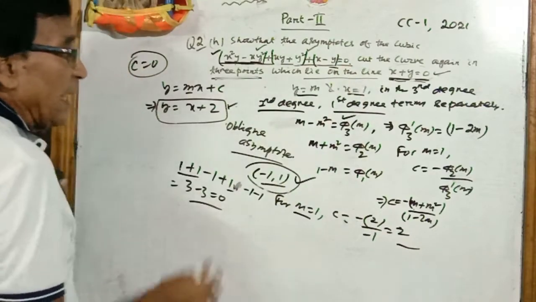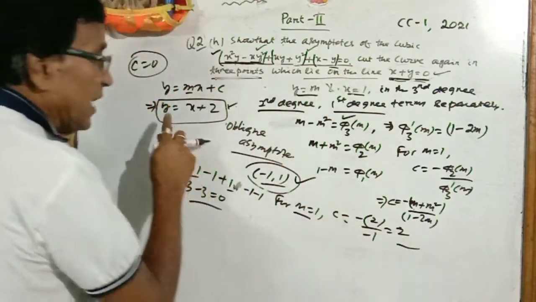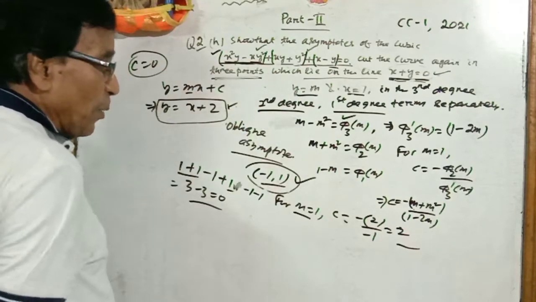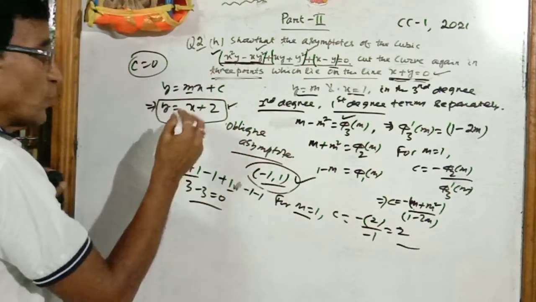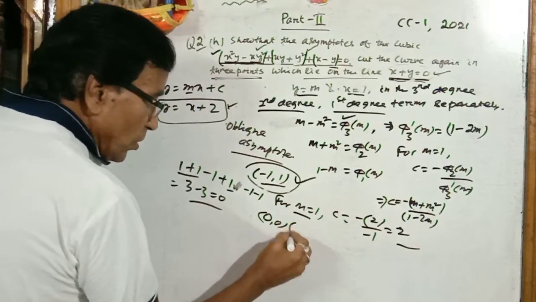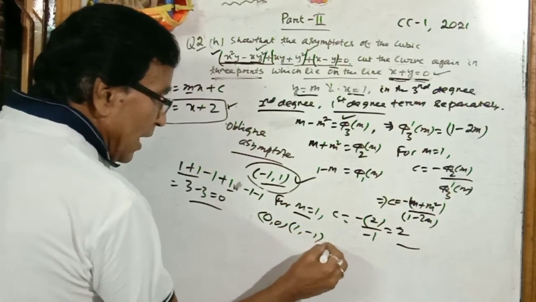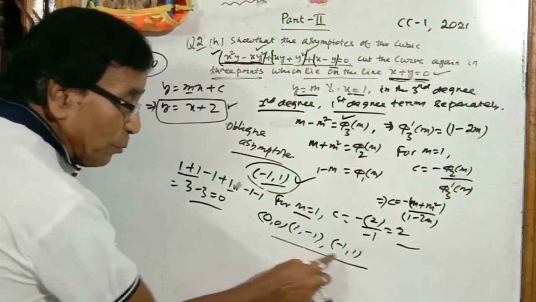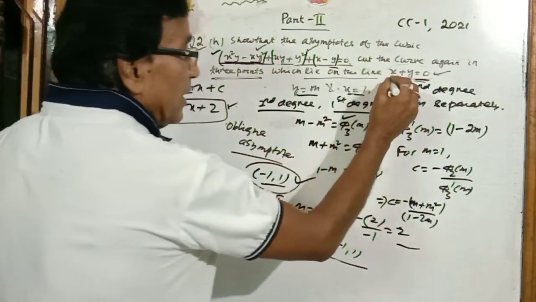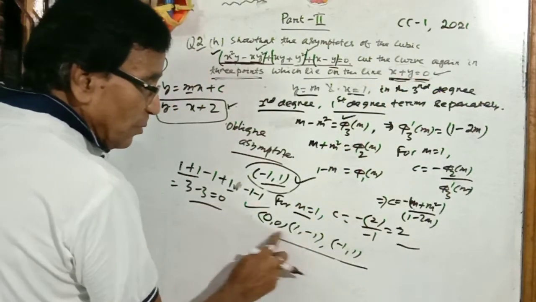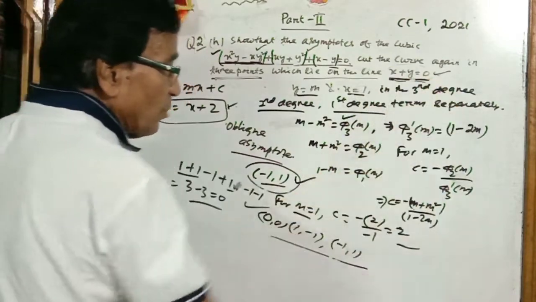So actually these three asymptotes meet the given curve in how many points? In 3 points, which are 0, 0, 1, minus 1 and minus 1, 1. And these 3 points are lying on the straight line x plus y is equal to 0 because the coordinates of these 3 points are satisfying this equation.